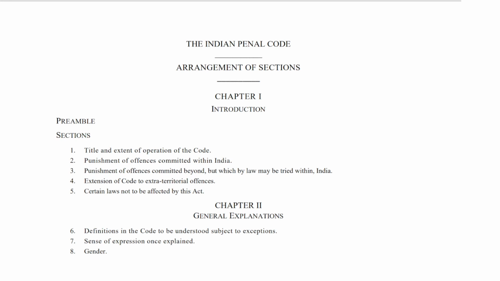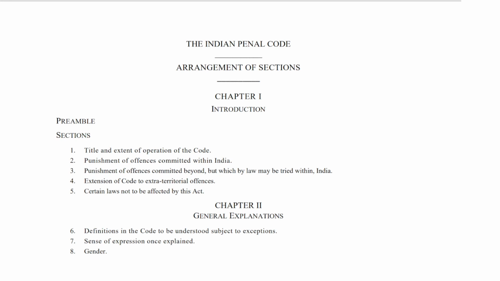In our previous video, we started with another subject which is related to legal reasoning, and that is criminal law. And in criminal law, there is a subdivision where we are going to learn three major subjects. One is the Indian Penal Code, second being the Code of Criminal Procedure, and the third being the Indian Evidence Act.